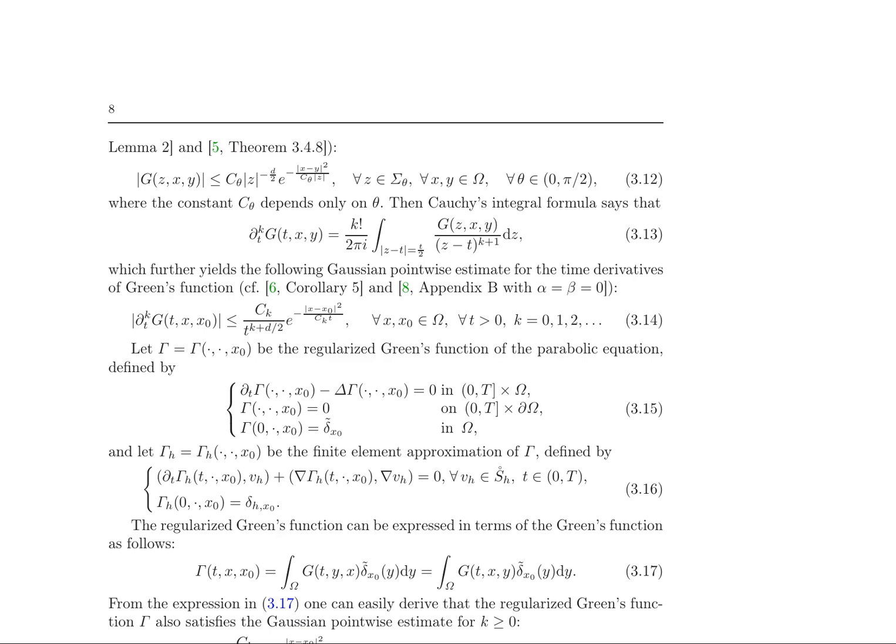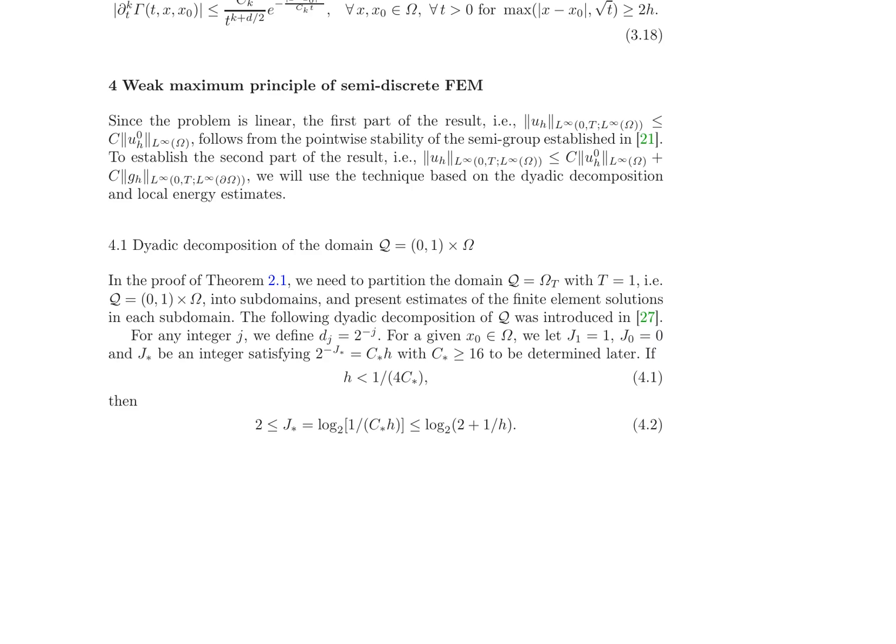To achieve this, the authors employ a technique based on dyadic decomposition and local energy estimates. The domain is partitioned into subdomains, and estimates of the finite element solutions are presented in each subdomain. The dyadic decomposition of the domain is introduced, with specific conditions set for the parameters involved to ensure the validity of the approach. The regularized Green's function is expressed as a solution to the parabolic equation.